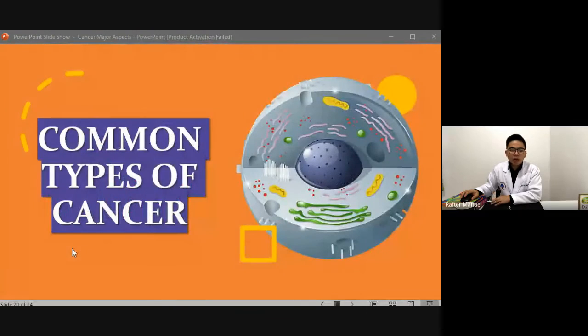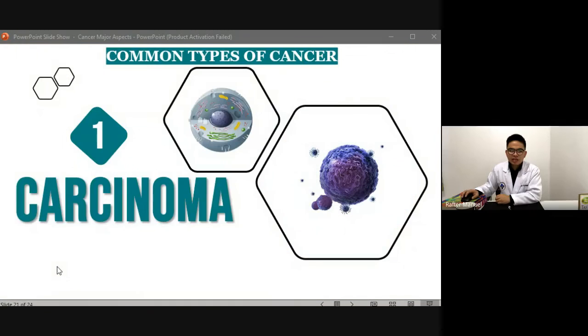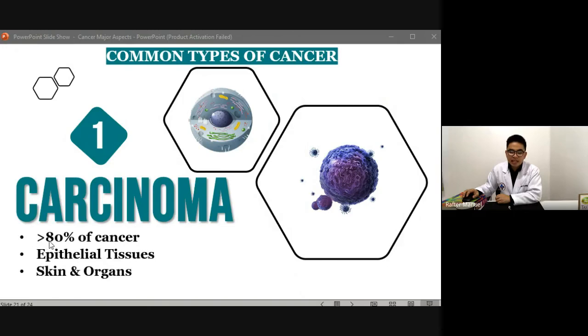Now let's move on to the common types of cancer. I have stated three here. The first common type of cancer is the carcinoma. Carcinoma is the most common type of cancer. Why? Because it is greater than 80% of cancer. It is in the epithelial tissues. Meaning to say that carcinoma can be skin cancer, can be organ cancer such as lung cancer, liver cancer, colon cancer. The most common for men is prostate cancer. For women, breast cancer, and internal tissues.